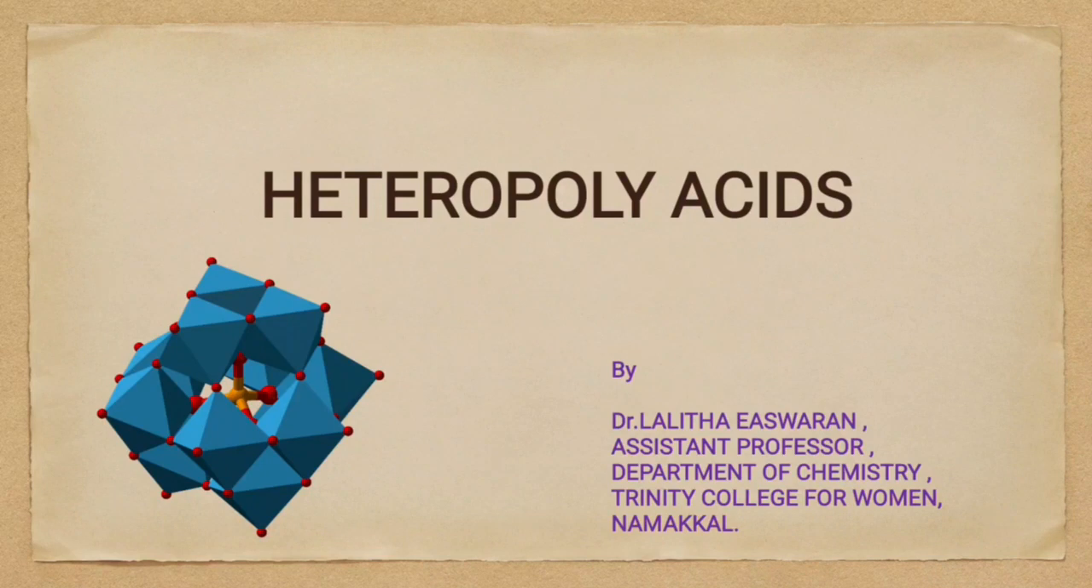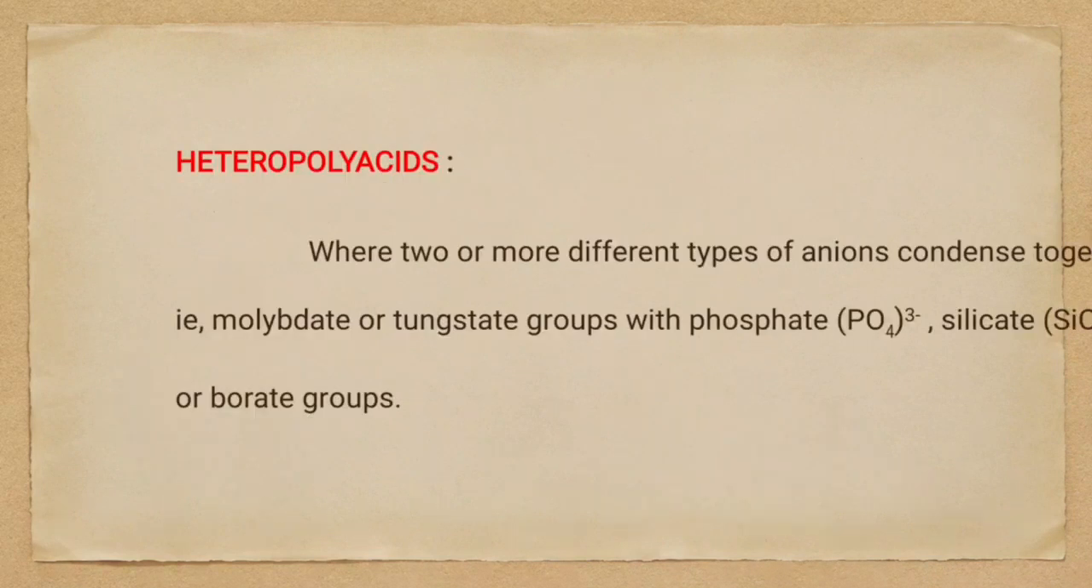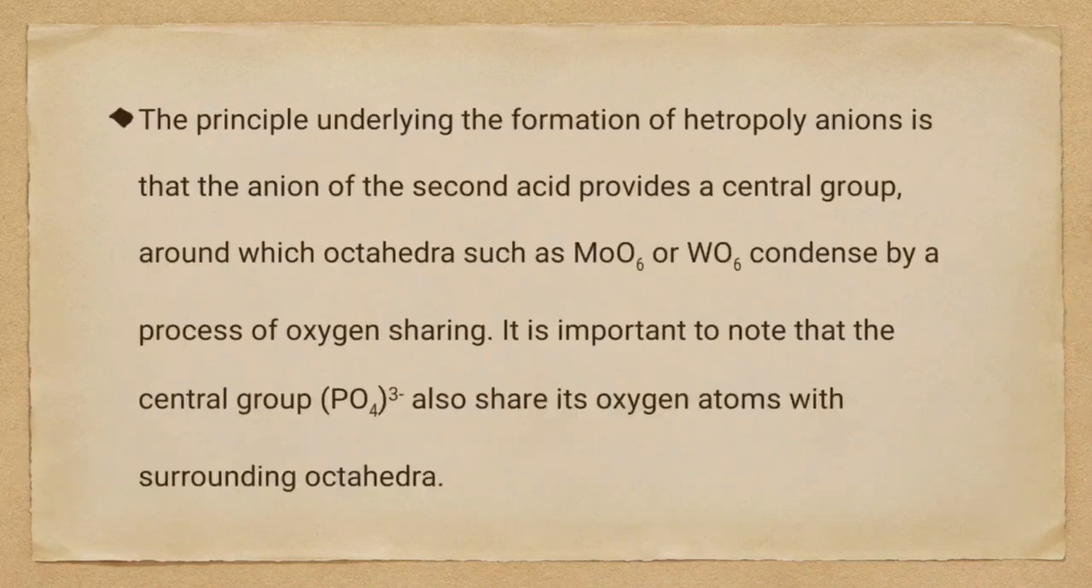I am going to speak about heteropolyacids. Heteropolyacids are formed from different types of anions which condense together, that is, molybdate or tungstate groups with phosphate, silicate, or borate groups. The principle underlying the formation of heteropoly anions is that the anion of the second acid provides a central group around which octahedra such as MoO6 or WO6 condense by a process of oxygen sharing. It is important to note that the central group phosphate ion also shares its oxygen atoms with surrounding octahedra.